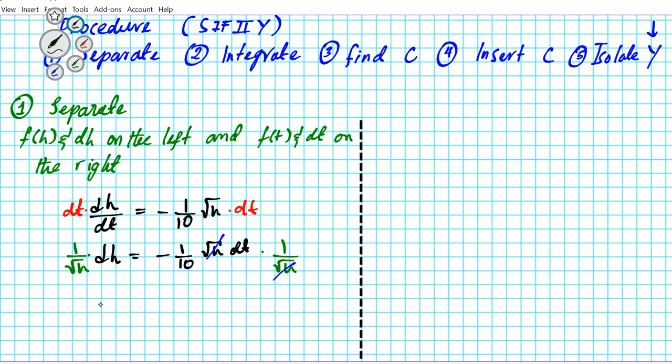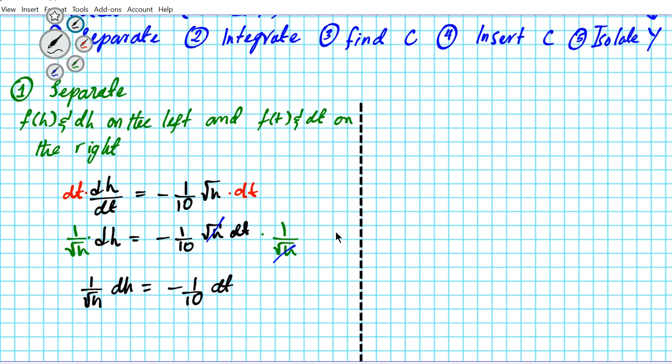So let's make it look pretty. We have 1 over root h dh is equal to negative 1 over 10 dt. The variables have been separated. Okay, we're going to be integrating next, but let's get it prepped for integration. 1 over root h, how do you integrate that? There's no rule for that.